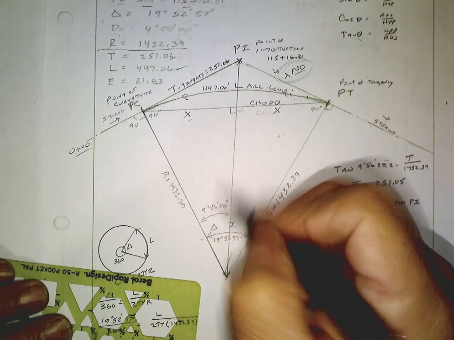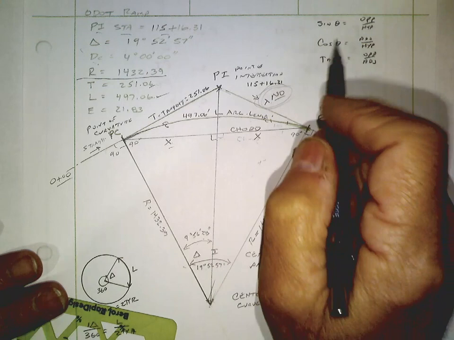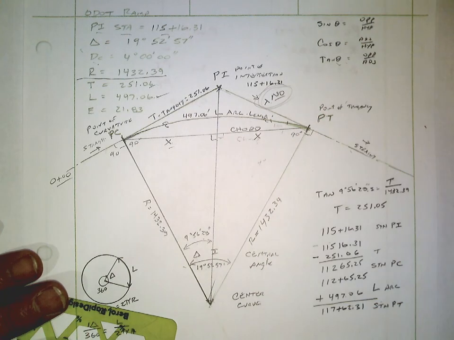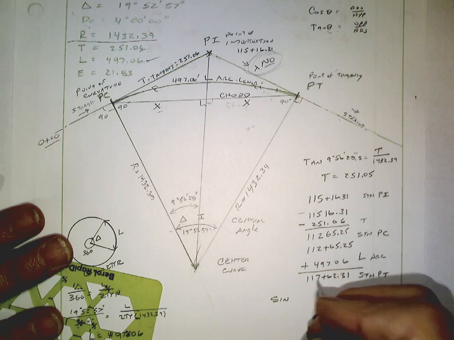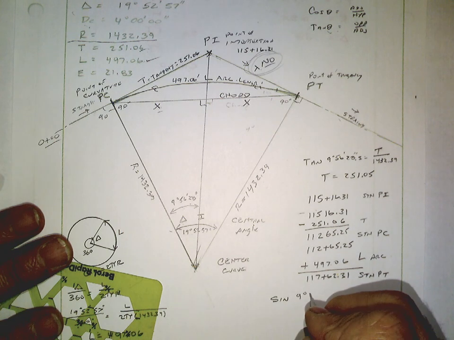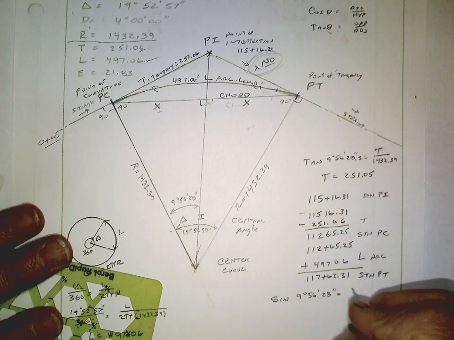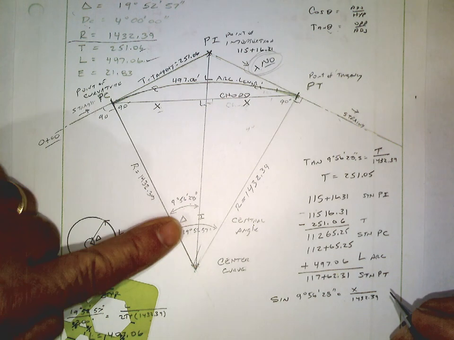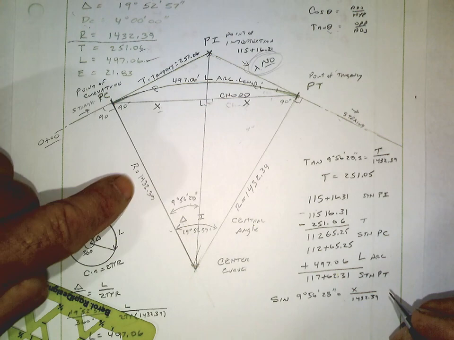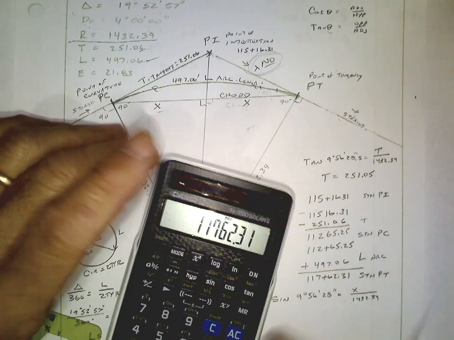So we have the angle, we need the opposite, and we have the hypotenuse. So angle, opposite, hypotenuse looks like it's the sine function. So if I take the sine of 9 degrees, 56 minutes, 28 seconds, it is going to be equal to x over the radius of 1432.39. Notice that now with this triangle, that's the hypotenuse. It's the longest side.